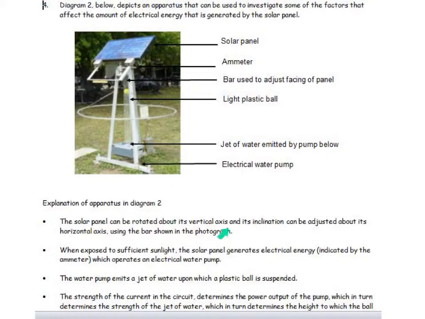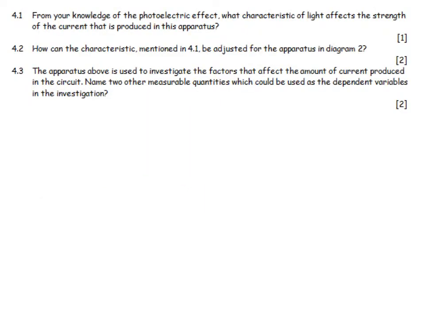Solar panel is rotated, and its inclination can be adjusted. When exposed, the solar panel generates electrical energy. The water pump emits a jet of water, and the strength of the current determines the power output of the pump, which in turn determines the strength of the jet of water, which in turn determines the height of the ball. So, from your knowledge, what characteristic of light affects the strength of current that is produced?